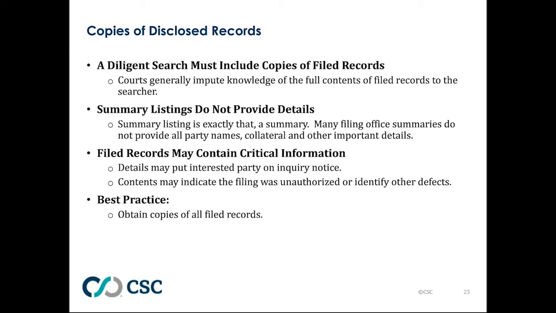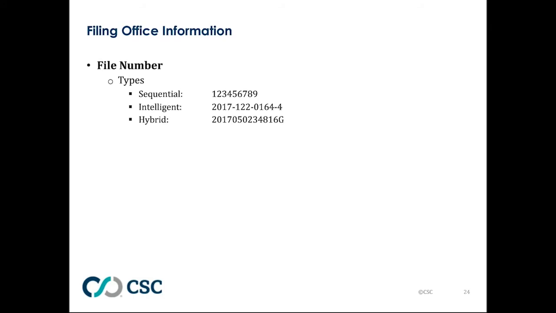Now, when the results come back, there's going to be certain information that's provided by the filing office related to the record that can be helpful for the searcher to identify potential problems with the data or the search itself. One is the file number. There are different types of file numbers out there. Some are sequential, others are intelligent numbers. For example, I can tell from this number that it was the 164th record filed on May 2nd, 2017, because that code is built right into the number.